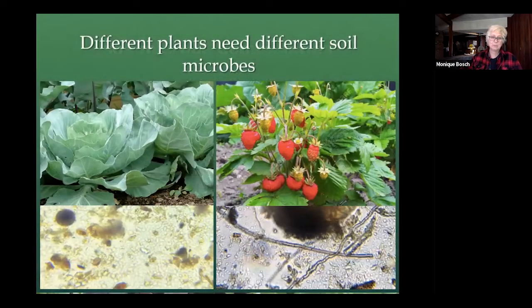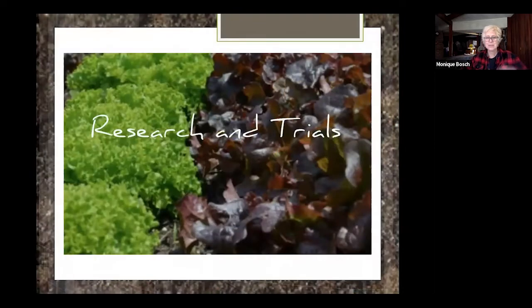So of course, different plants need different soil microbes. If you're talking about brassicas, they can handle more bacteria, while as you go closer to the woodland edge, things like strawberries and other fruits and perennials like it more fungal. So let's take a look at what that looks like.